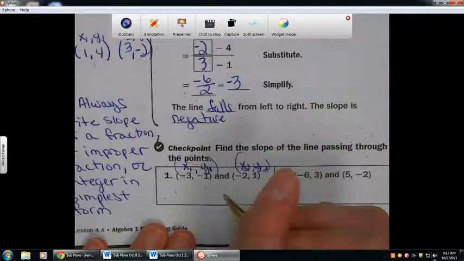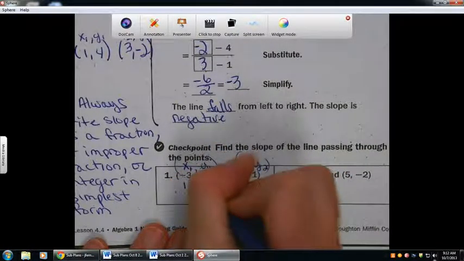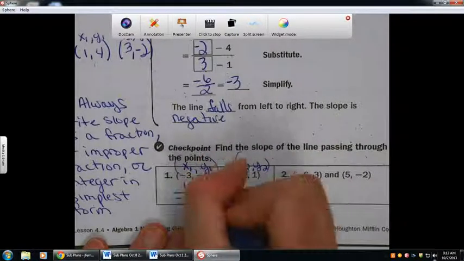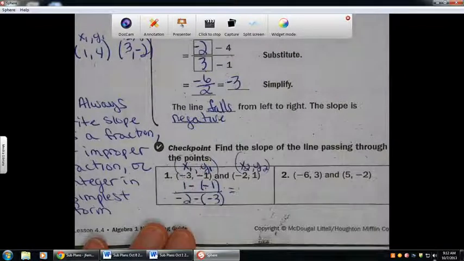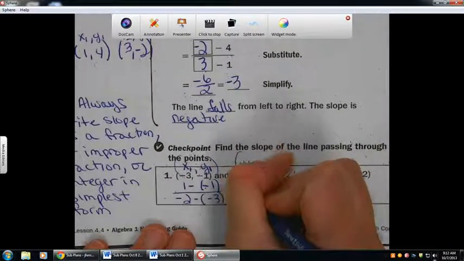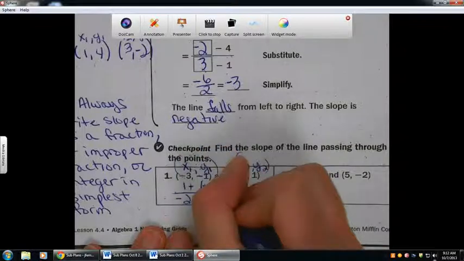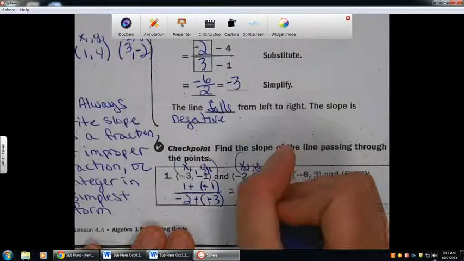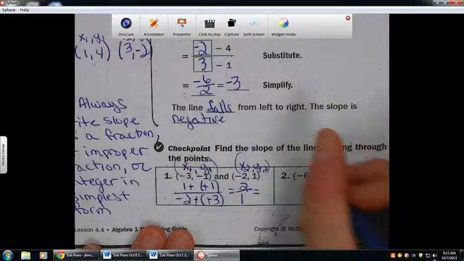Okay, I'm going to use the slope formula. And I am going to say y2, which is 1, minus y1, which is -1, over x2, which is -2, minus x1, which is -3. 1 minus -1 is 2, and -2 minus -3, you know that minus a negative becomes positive, so -2 plus 3 is 1. We always write it in simplified form, 2 over 1 is 2.